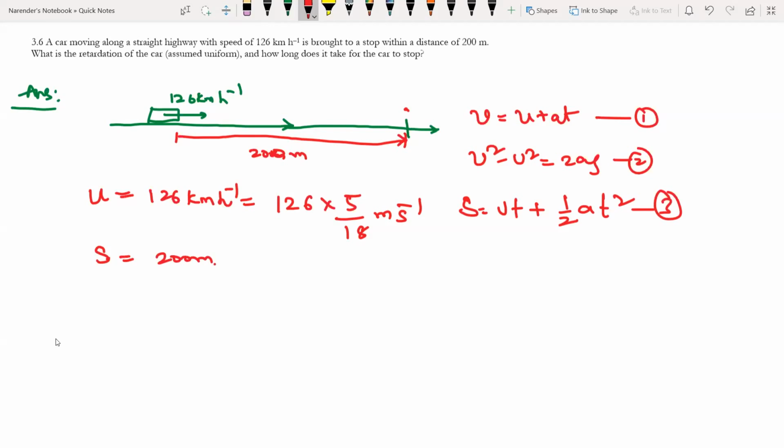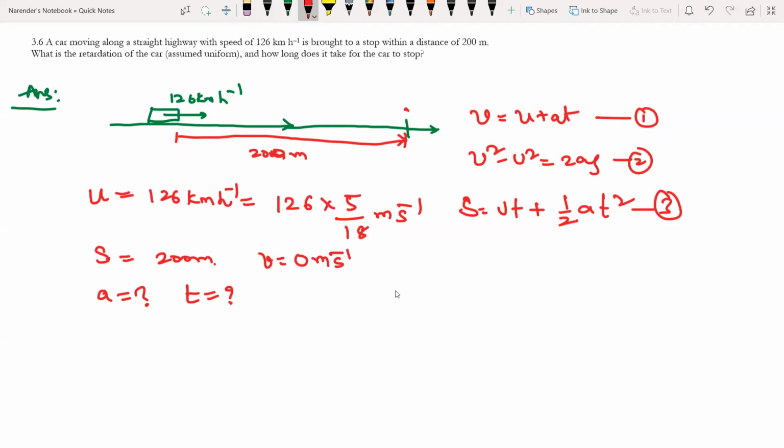Okay, so now what you have to find out is a, and we have to find out t. What is t? How much time it has taken to travel a distance of 200 meters. At that point the speed becomes 0. So what are the equations? v is equal to u plus at. u is given, s is given, finally it is stopped, the final velocity is 0 meter per second.